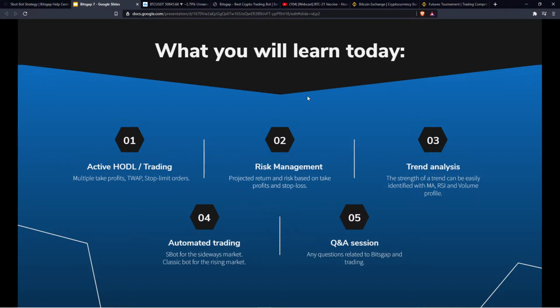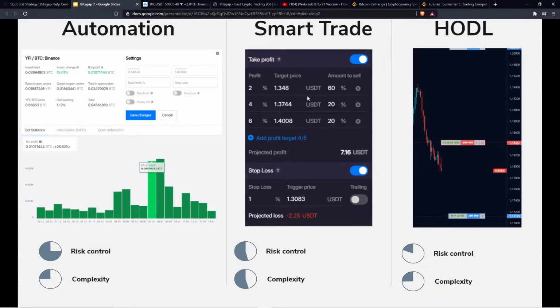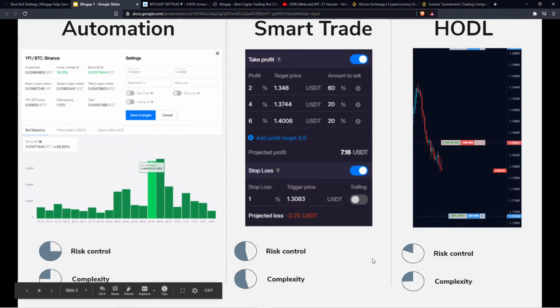and at the end I will select top questions to answer. So today my primary aim is to answer the biggest question, I think, and that is, which trading strategy suits you the most? And I outlined 3 strategies. That's automation, smart trade, and HODL, and compared them in terms of risk control and complexity, as you see below.